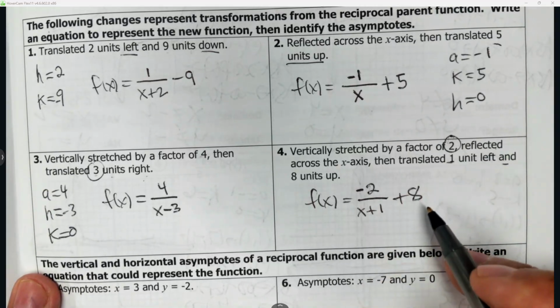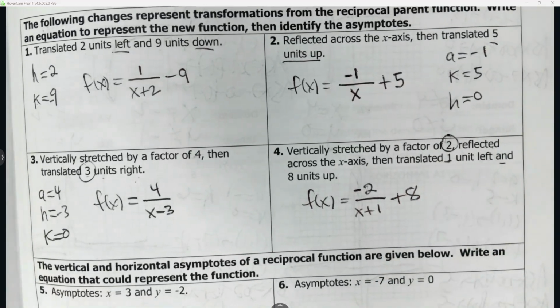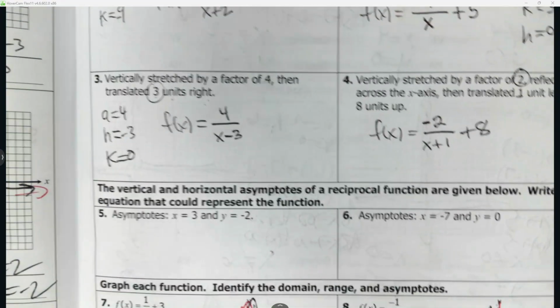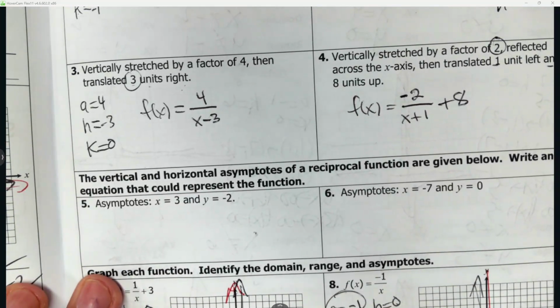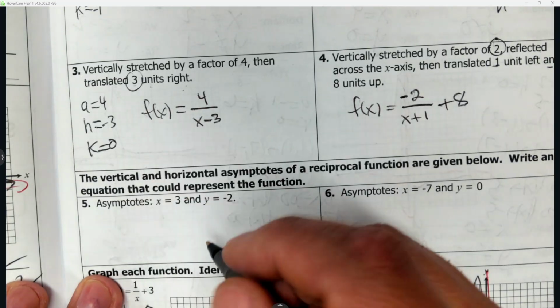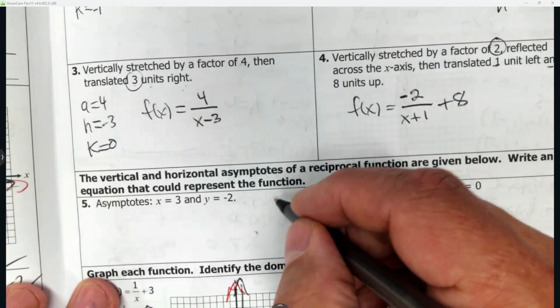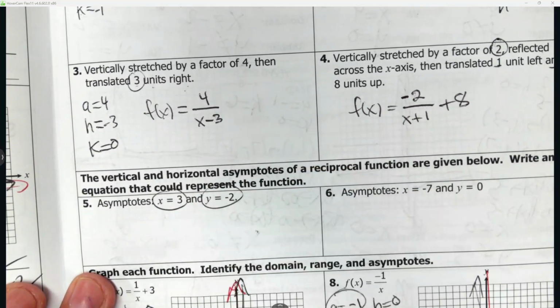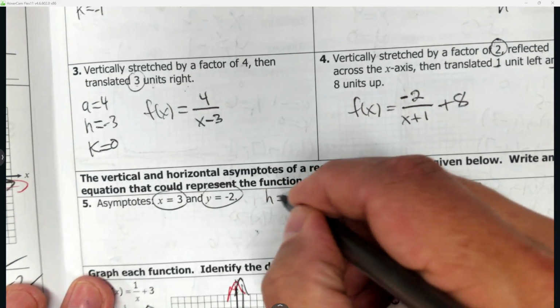So if we can just follow that and fill in a, h, k with practice. Now, I'm given the asymptotes and I write an equation that could represent this. So represent that, that's the denominator, and that's what's after.